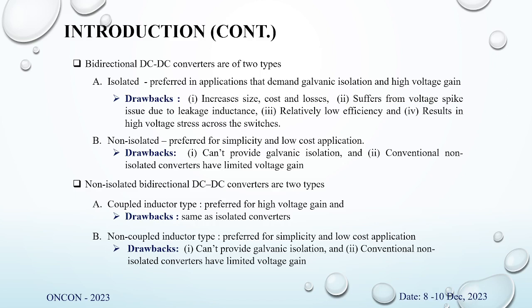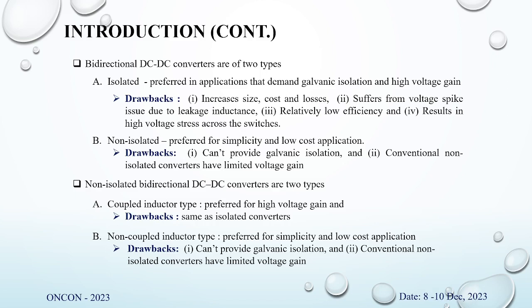And the main advantage of an isolated converter is that the voltage gain of the converter can be increased by just changing the number of turns of the transformer. But it has several disadvantages, like it increases the size and cost of the system, and because of being large, it requires large space, and losses will be more. It will suffer voltage spikes due to the leakage inductance. Relatively, there will be low efficiency and it results in high voltage stress across the switches.